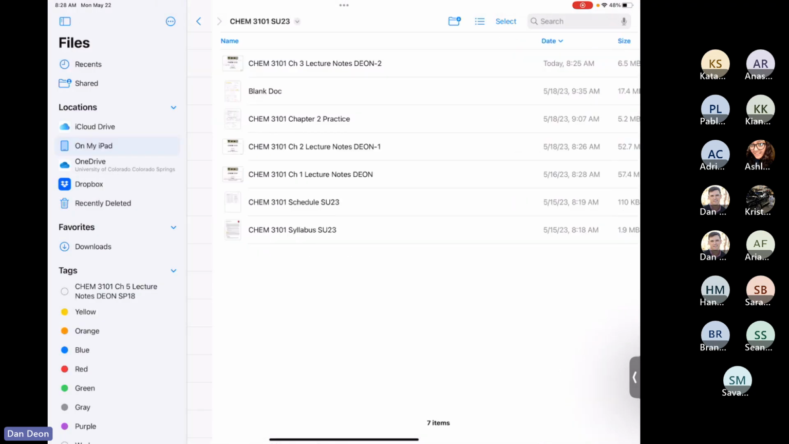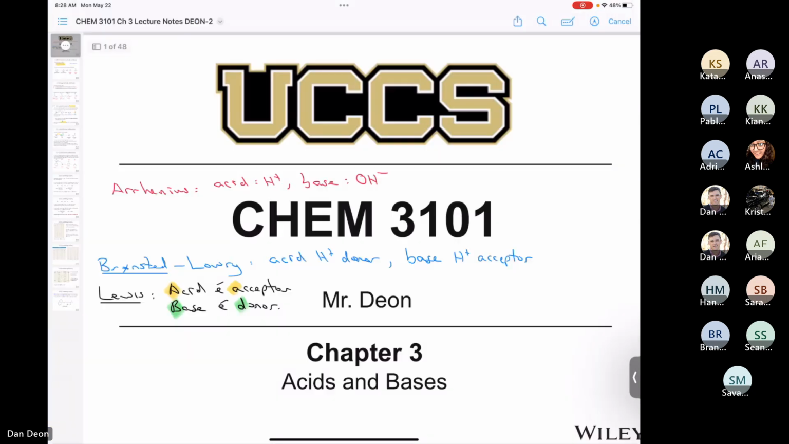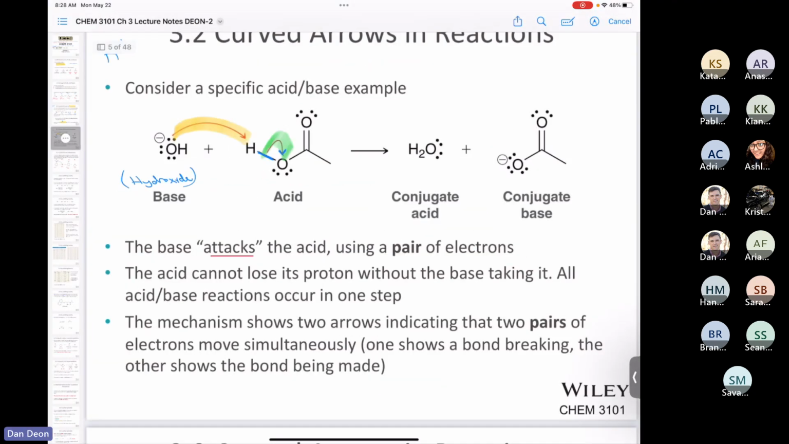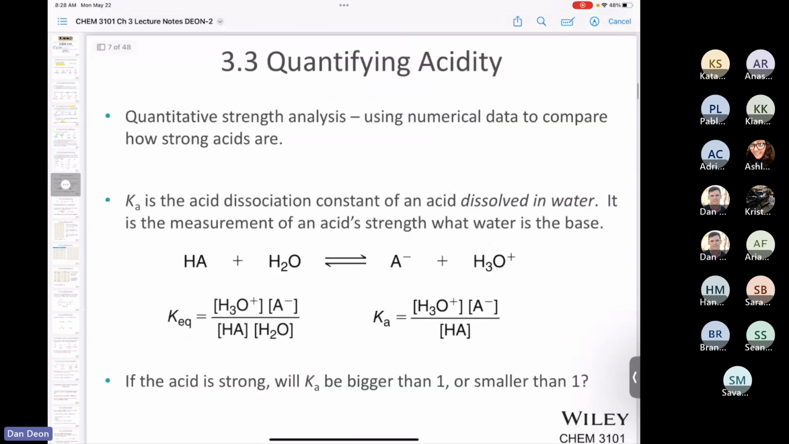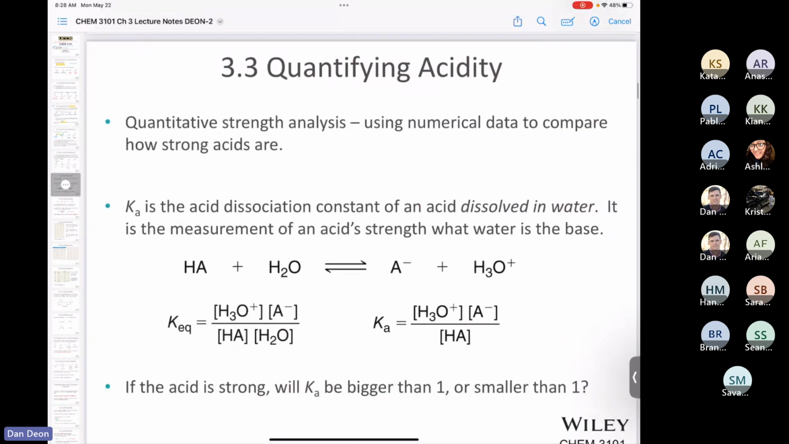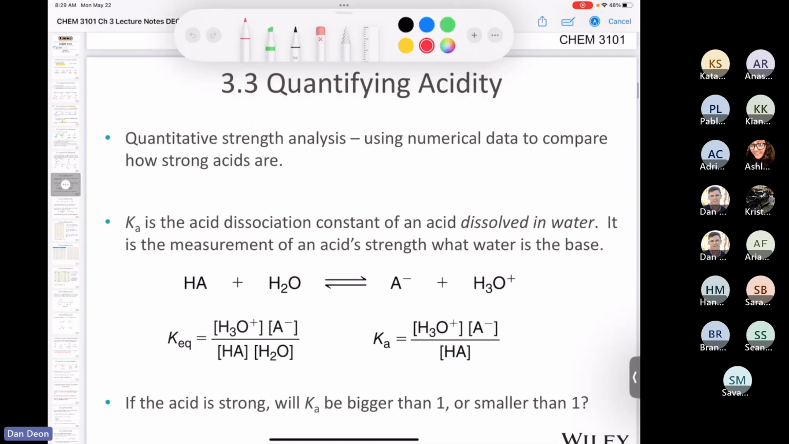All right, so let's go back here to our slides. All righty. So we were somewhere around here. And now we're going to get into quantifying acidity. So we're going to look at 2 ways to evaluate acidity or basicity. One way is that we're actually going to use numbers. So that's what it means by quantifying. And I know you know that. But first thing we're going to do is look at numbers.